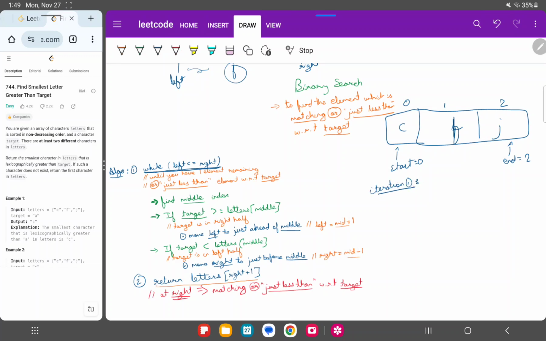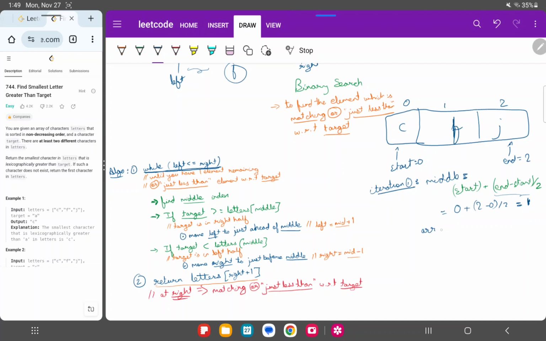what happens there? We calculate the mid, right? We calculate the middle. The formula for that is either you can use the binary search one or just do start plus end minus start divided by 2. So basically we calculate the middle from the start and add that many indexes. Since start is 0, 2 minus 0 divided by 2 gives us 1. So this is our middle, and you can check the array at the middle position, which is F.